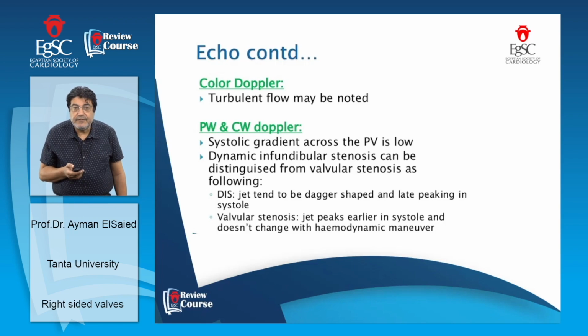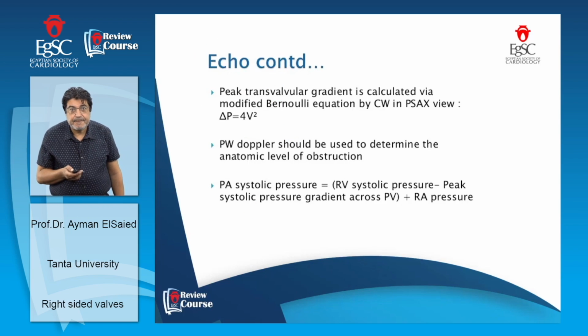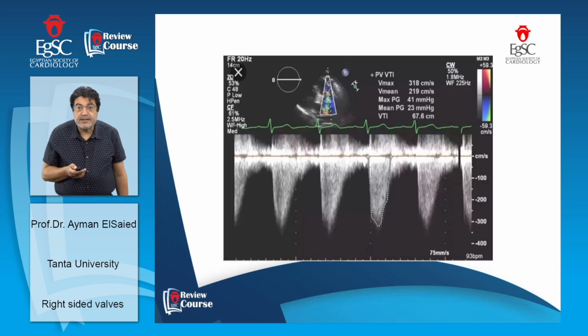Color Doppler is used to evaluate the shape of the jet, and continuous Doppler to evaluate the gradient across the valve. In subpulmonic stenosis, the jet tends to be dagger-shaped with delayed peaking in systole. In valvular stenosis, the jet is central and causes a gradient across the pulmonary valve at the site of the valve. Echocardiography can also be used for evaluation of pulmonary incompetence. Pulmonary incompetence is very important, and severe cases may necessitate surgical valvuloplasty rather than balloon pulmonary valvuloplasty. This is an example of valvular pulmonary stenosis, and this is the jet, and how to calculate the gradient across the valve.